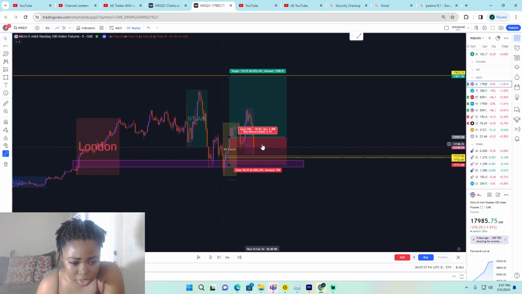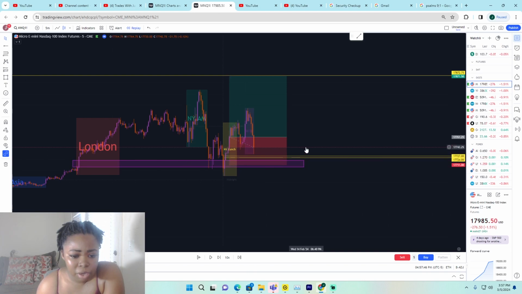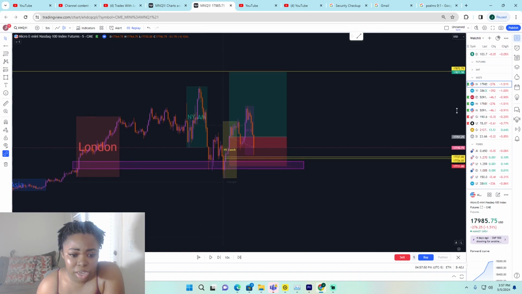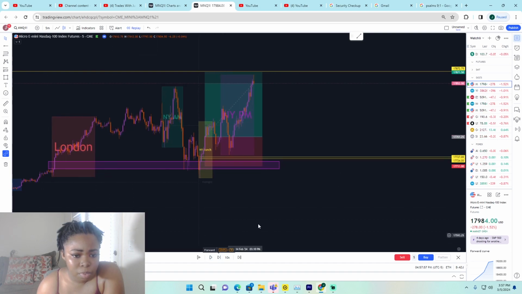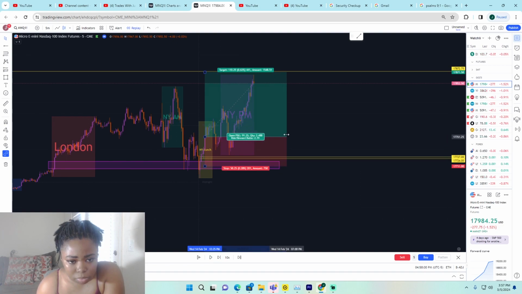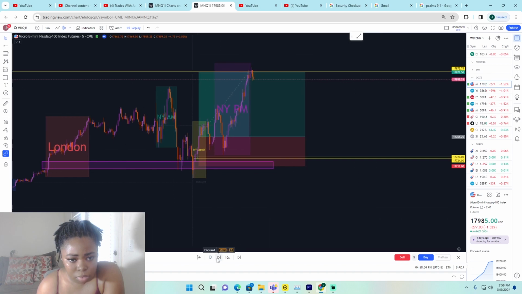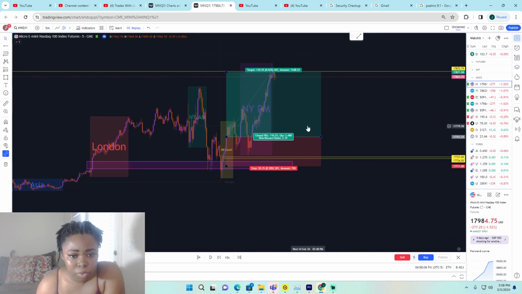So far I'm still in this trade. It came close to my stop, but I would still be in. I would just let the trade either take me out or continue to go up. So let's just see. And so I would have been right on this trade.